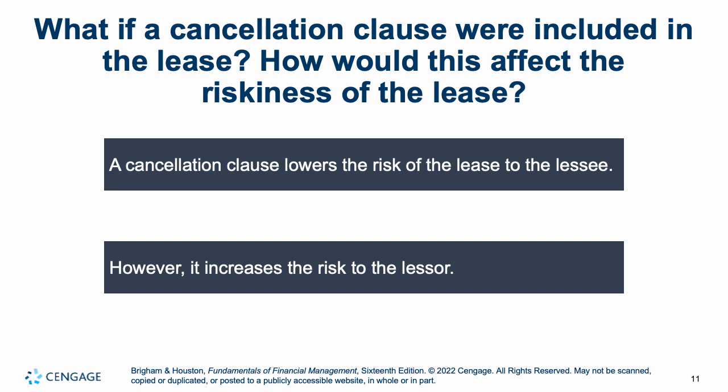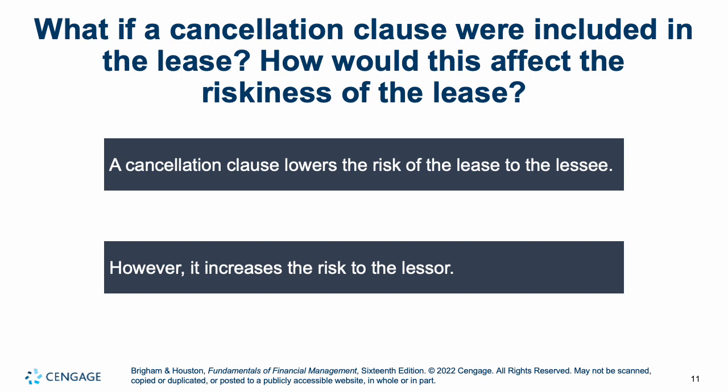So what if a cancellation clause was included in the lease? And a cancellation clause is just simply, remember, a lease is a legal contract. It might say after a year, the lessee, the person who is using the object, may be able to return it. The lessor is the person that is giving you the object to use. So if we sign a lease on a vehicle and there's a cancellation clause, it might say we can give the vehicle back after a year if we don't need it.